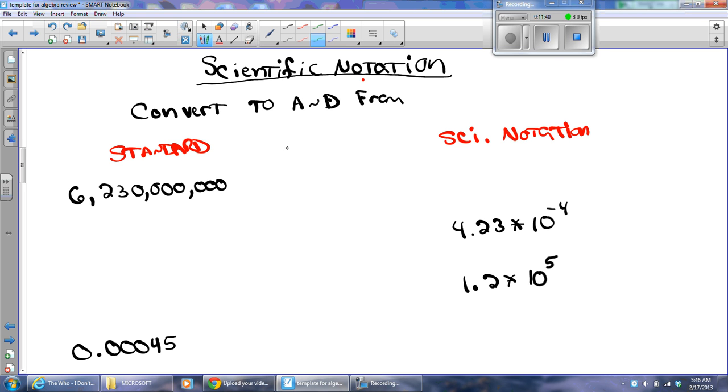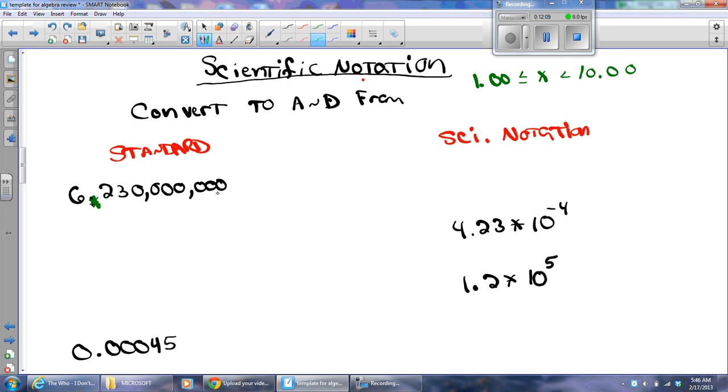I'm always going to end up being between 1.0, and it could be equal to that, and then my number is x, and it'll always be less than 10.0. Okay? So what that means is, you could have like 9.99, but you can't have 12 point something. Okay? So I need my decimal point to be here, right?